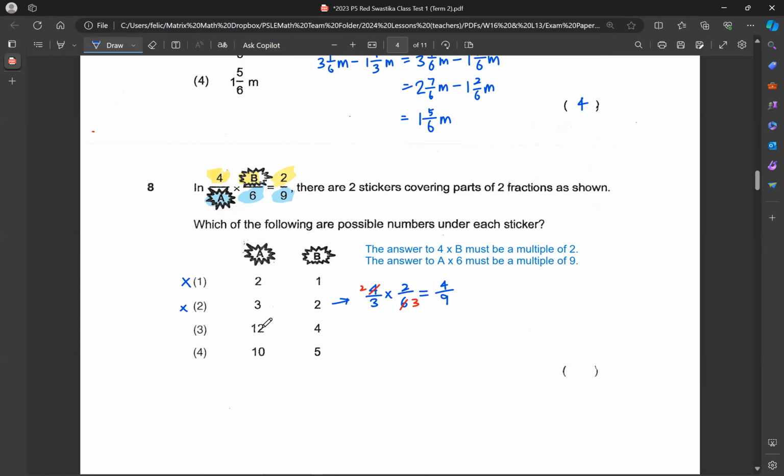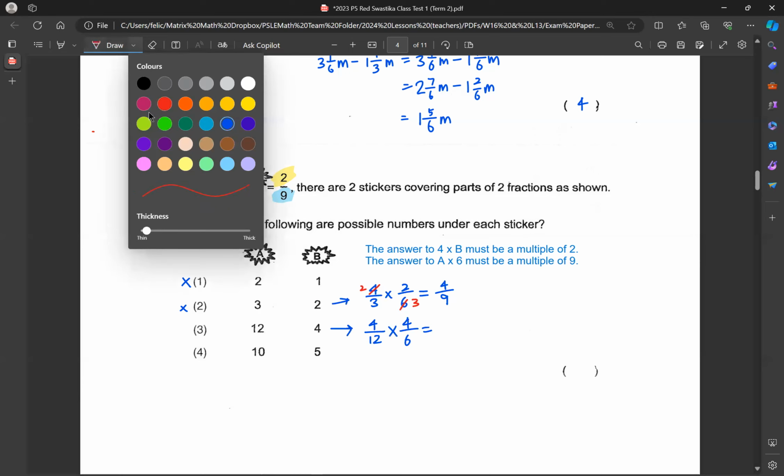Okay, option 3, you look at A first. A is 12. 12 times 6 is 72. 72, yes, it is a multiple of 9. So it's possible. Okay, so let's do the test for B then. Throw the numbers into the equation. B is 4. 6. Okay, so let's do the test.